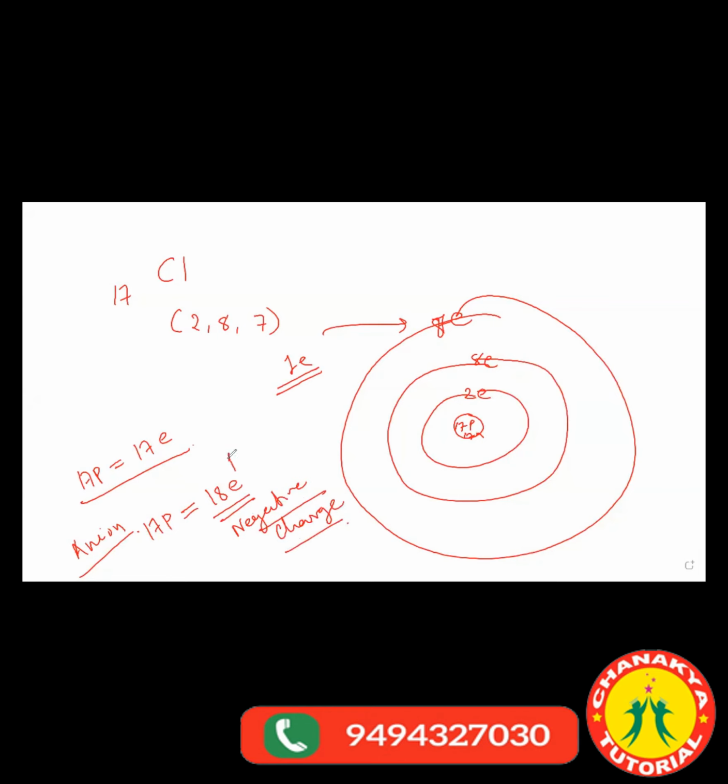And hence this one electron will not get attracted towards the nucleus as it did in the neutral atom when there were only 17 electrons, right? It undergoes which effect? Shielding effect. It is influenced by the shielding effect, and hence the atomic radius increases as compared to the neutral atom. And hence I said that the cation has a smaller atomic radius as compared to the neutral atom, which has a smaller atomic radius as compared to the anion. Got it?